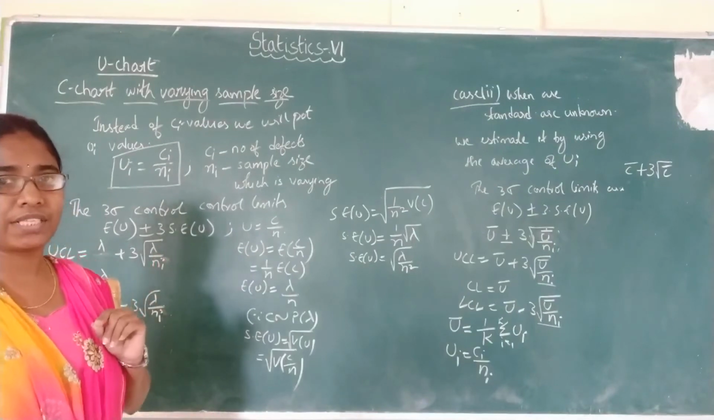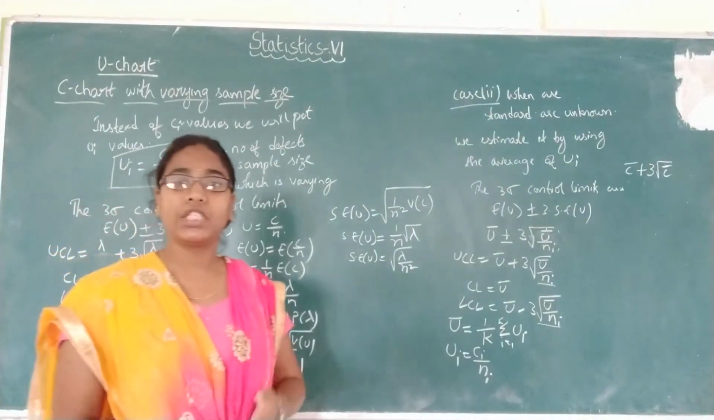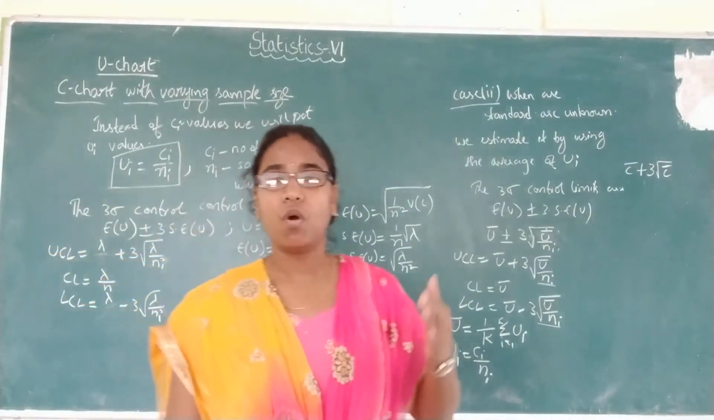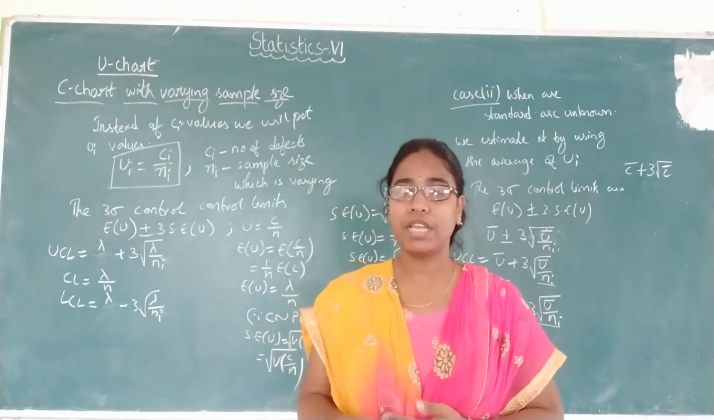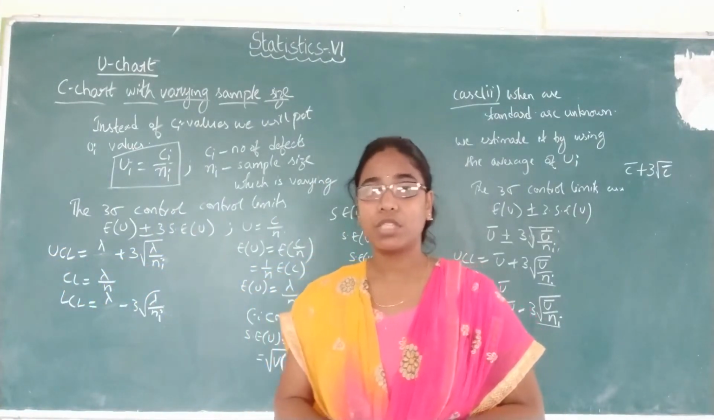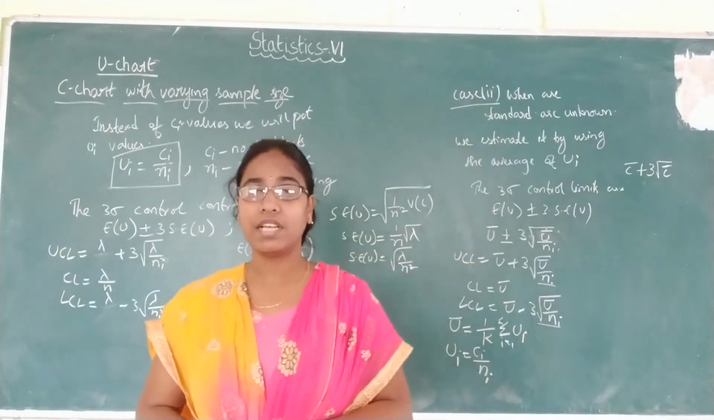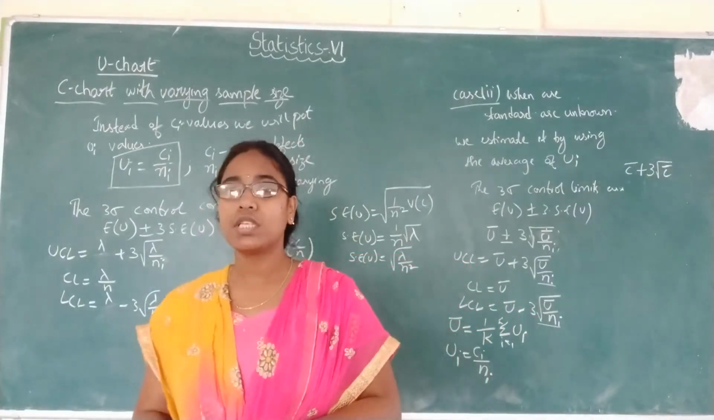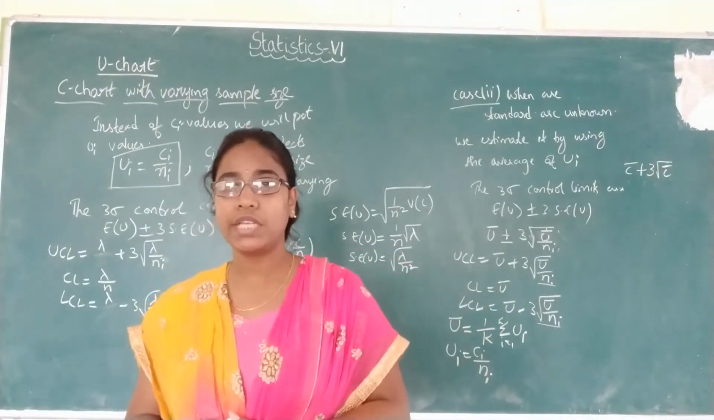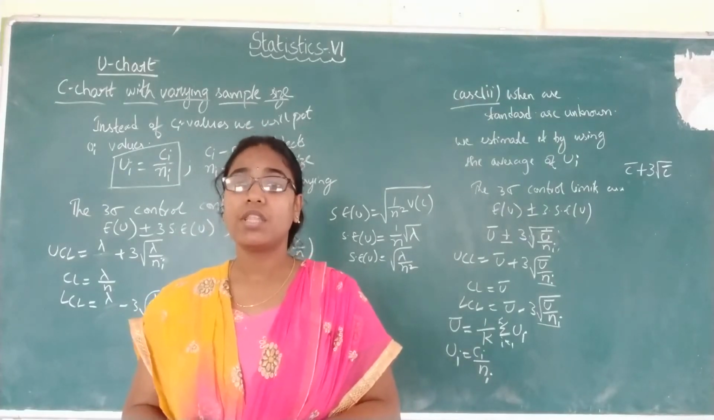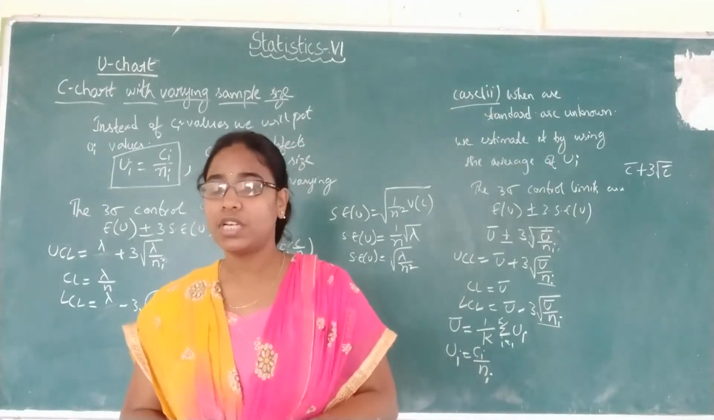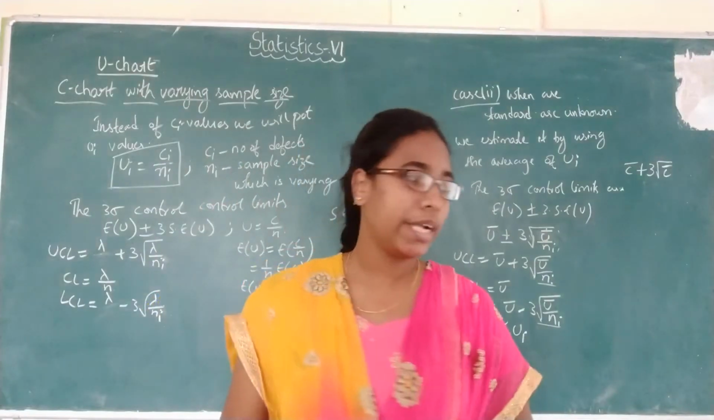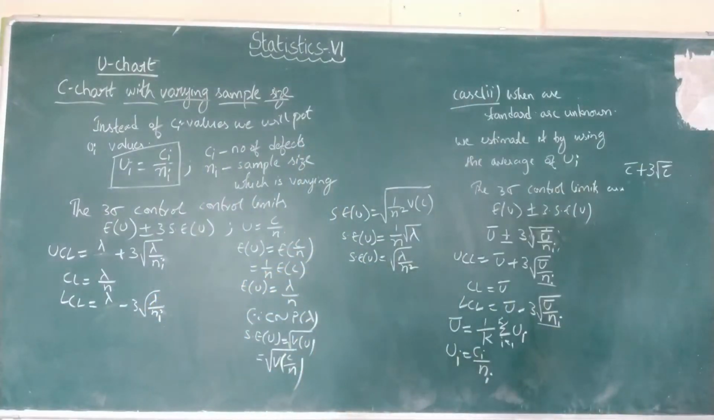The chart has varying sample size, and the interpretation is also the same. If all the points lie between the UCL and LCL, the process is said to be under statistical control. If any point goes above UCL or below LCL, the process is said to be not under control. So how will you get the chart for the U chart?